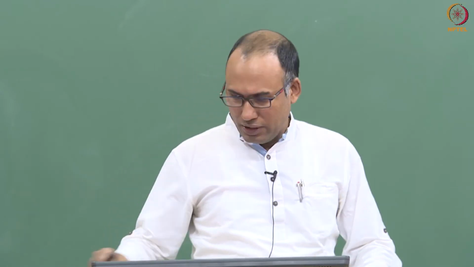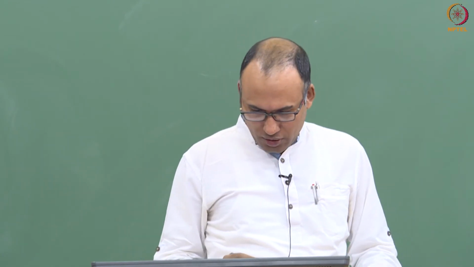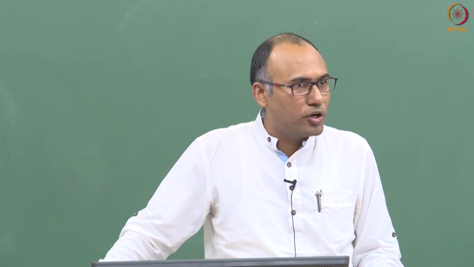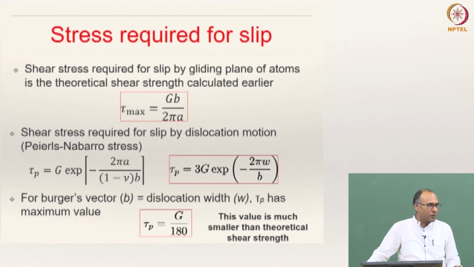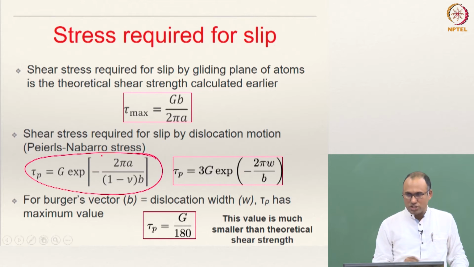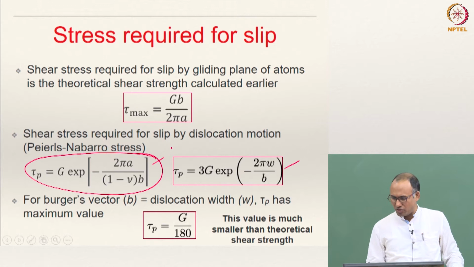Okay, before we start our regular lecture, I just wanted to bring another way to look at why dislocations prefer to move in close packed directions and close packed planes. Yesterday we saw physically why they should move that way, but we can also look at a mathematical expression and get convinced. So this is the expression for Peierls-Nabarro stress. In the previous class we gave this expression, but this is equivalent to this expression, where W is the dislocation width.